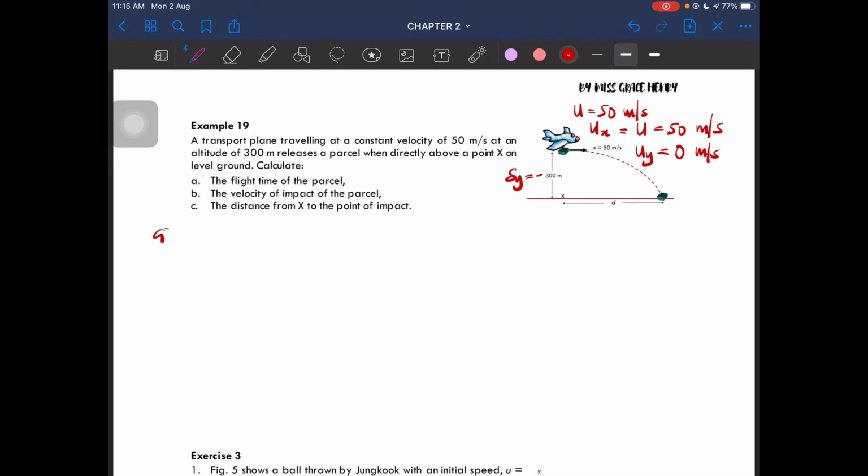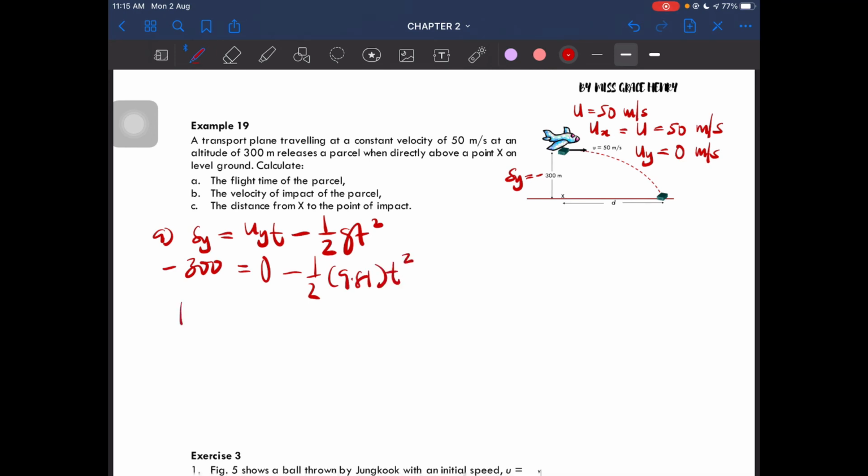Okay, so the flight time of the parcel is then sy equal to uy t minus half g t square. So for sy here we can substitute negative 300, and t is what we are looking for. However, uy is equal to 0, sorry, so it's 0, minus half 9.81 t square. Okay, so calculate that, you will then get t to be equal to 7.82 seconds. Okay, next, the velocity of impact of the parcel.